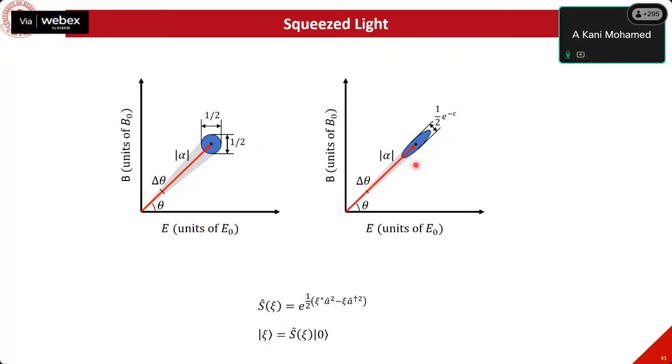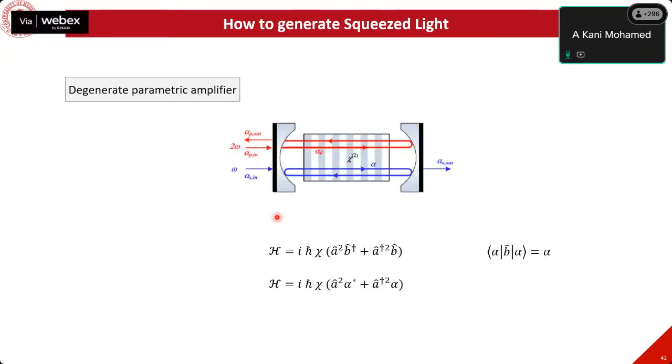How one can describe this squeezed light is with something called the squeezing operator. The squeezing operator acting on the vacuum state is going to squeeze one of the quadratures. But what is the actual experimental principle that one can use to generate squeezed light? That is by using a degenerate parametric amplifier. This is nothing but a cavity system, but it involves a nonlinear crystal, a second order nonlinear crystal.